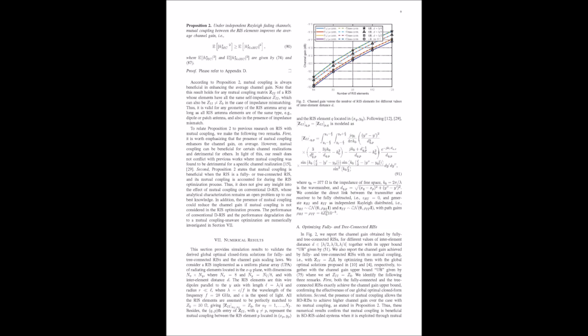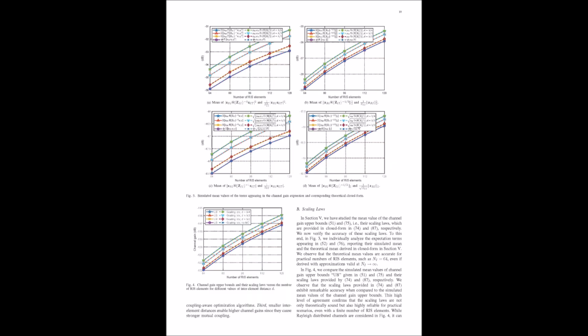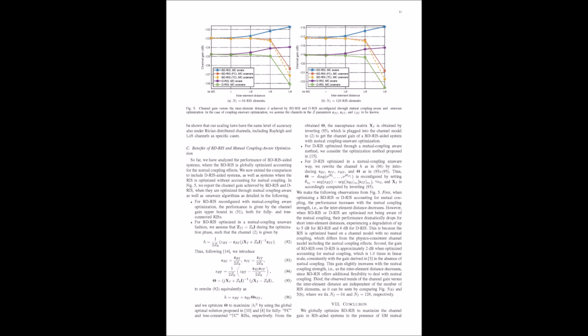So we've seen how the researchers cracked the code for optimizing fully connected RIS, even with mutual coupling in the mix. Now the question is, can they achieve similar magic with the simpler tree-connected architecture? The tree-connected RIS is like a well-organized network with branches, offering a balance between performance and complexity. But does this simpler structure limit its potential? That's what the paper dives into next.